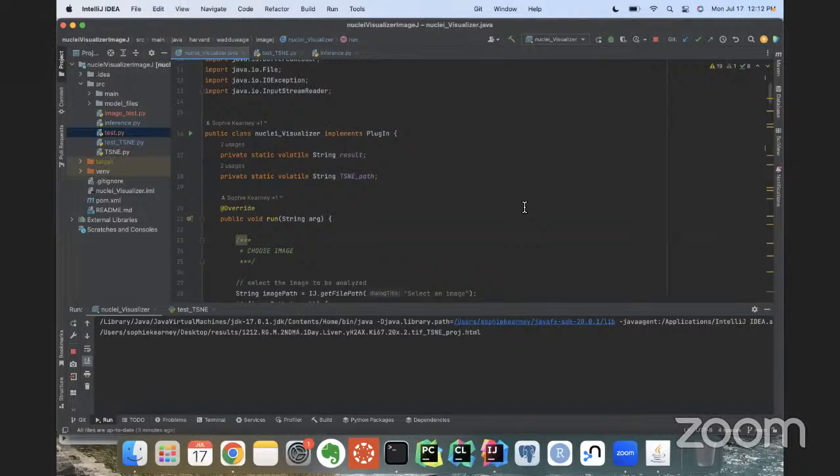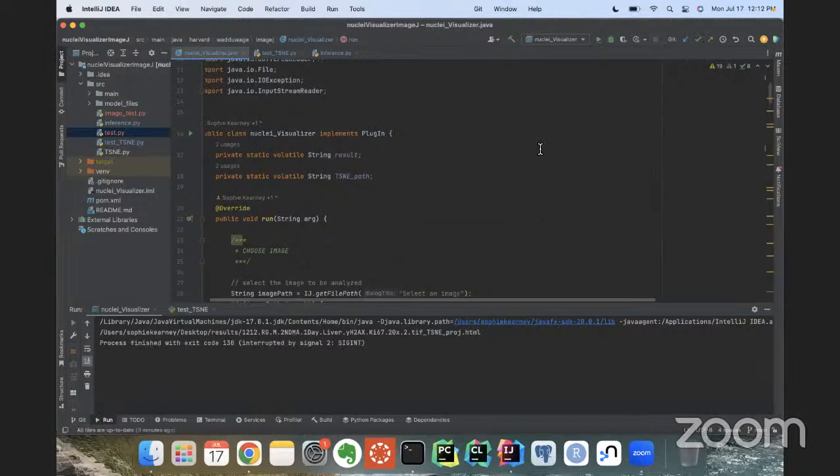So that is the input and the output of the program that we have. And again, it's all written in Java, and then it runs Python scripts to run all of those models.